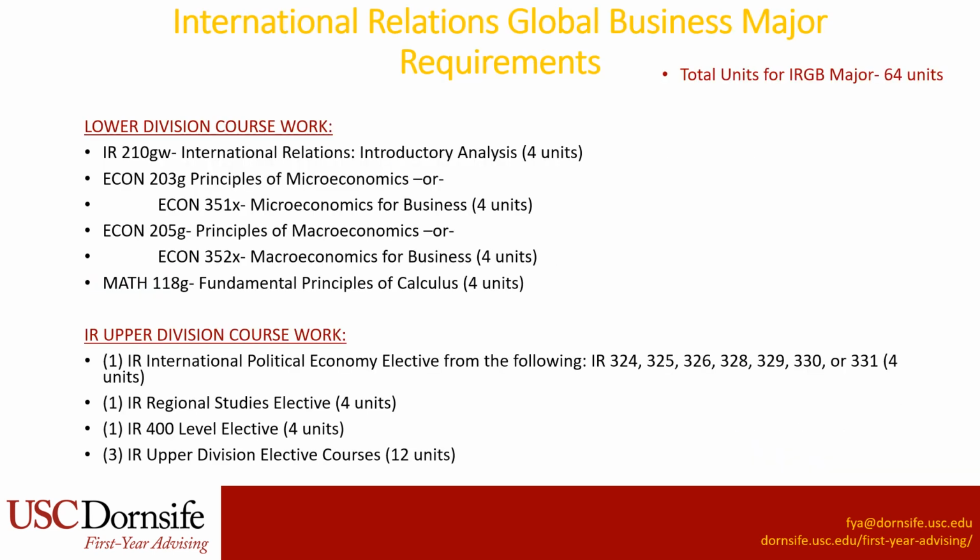So now we're going to move on to the International Relations Global Business major, which will require 64 units. So for the lower division coursework, you'll also have the IR 210 requirement, in addition to econ requirements as well as Math 118 or Math 125, a Fundamental Principles of Calculus course.